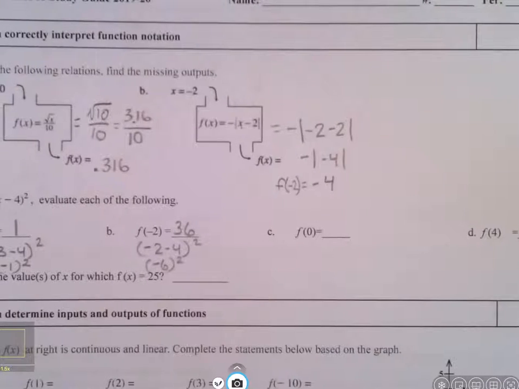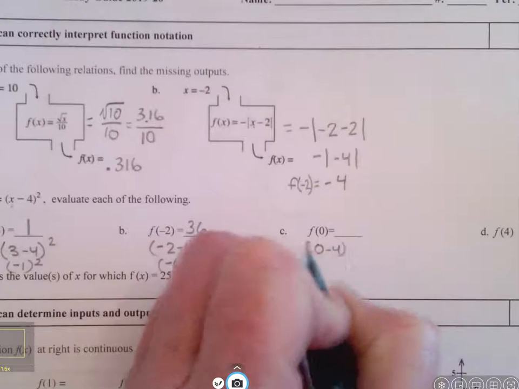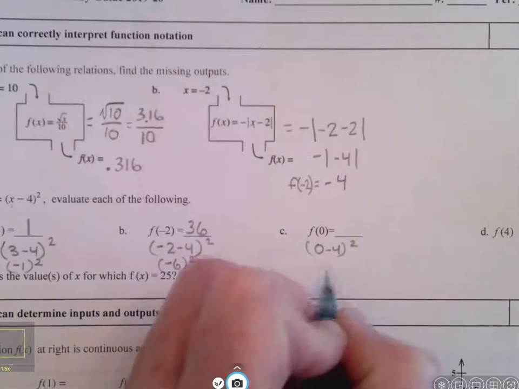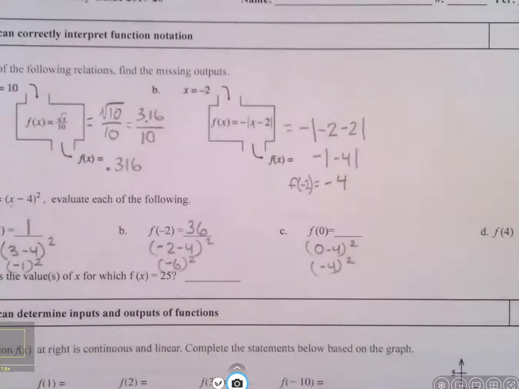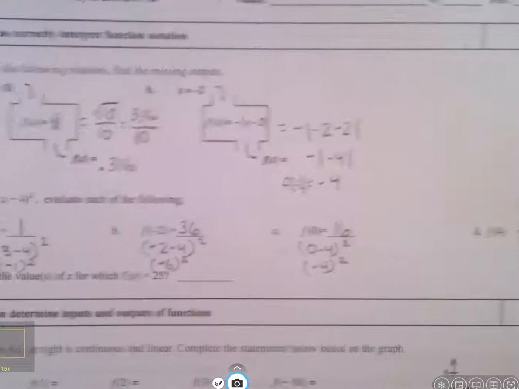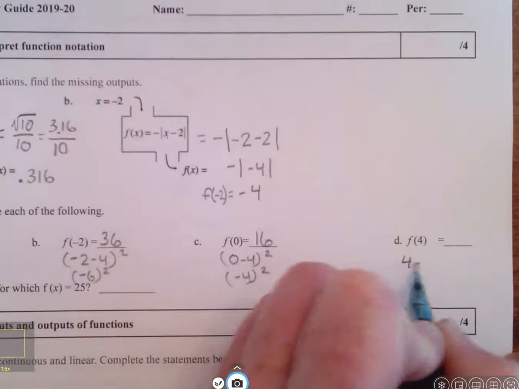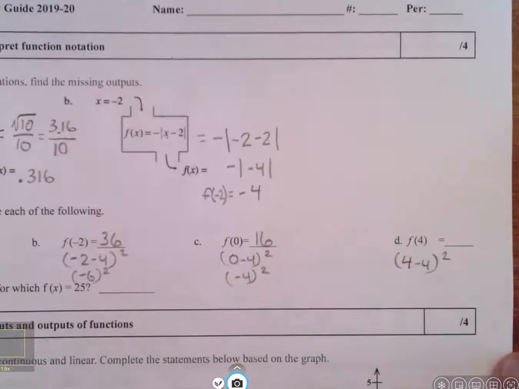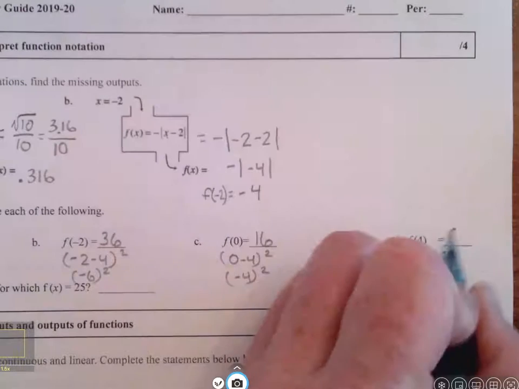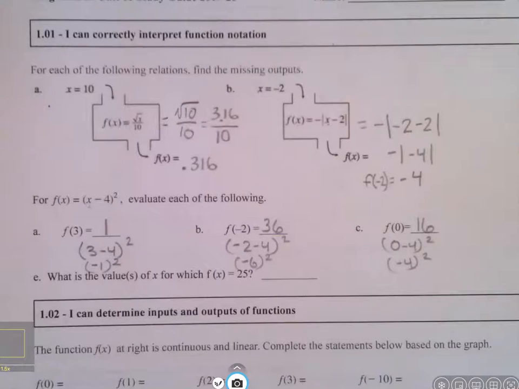Okay. Now we have f of 0. So I have 0 minus 4 squared, which is just -4 squared. -4 times -4, 16. And now we have f of 4. So we're going to have 4 minus 4 squared, which is 0 squared. 0 times 0 is 0. Okay. All right, now let's look at this last one.